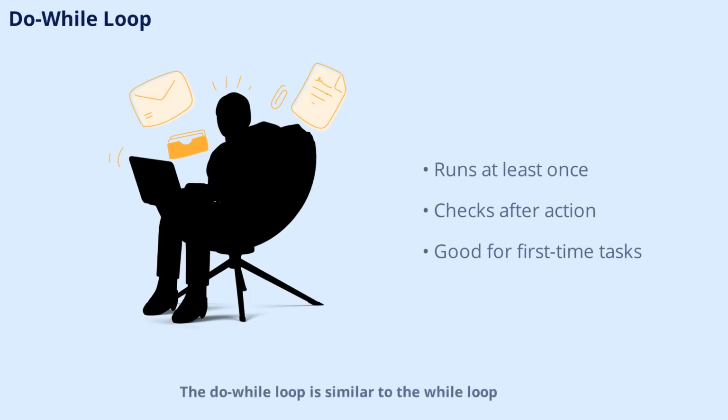The do-while loop is similar to the while loop, but it always runs the code at least once before checking the condition. Imagine Logic the owl tasting soup. He always takes one sip, then checks if it needs more salt. In Java: do taste soup, while soup is not tasty. This loop guarantees at least one action no matter what. Let's watch Logic the owl try his soup.